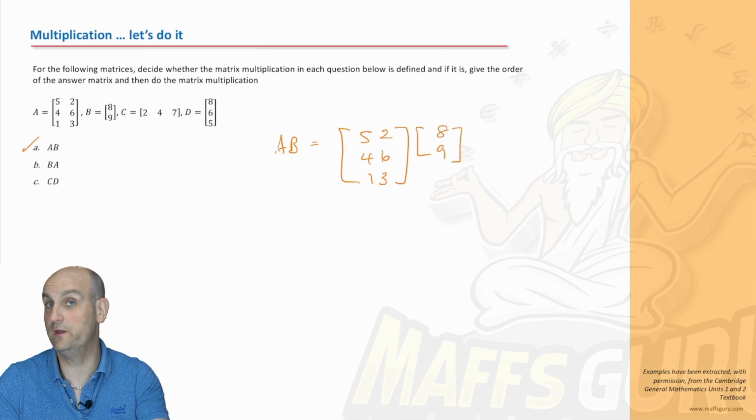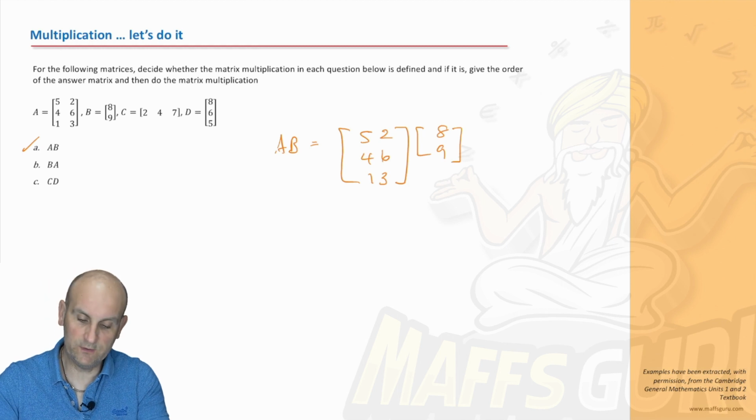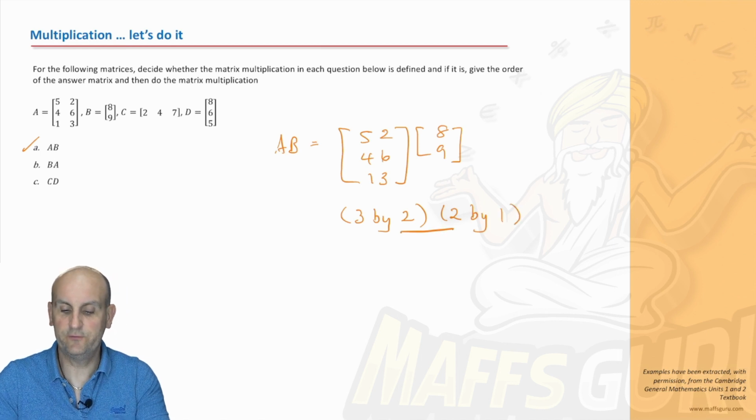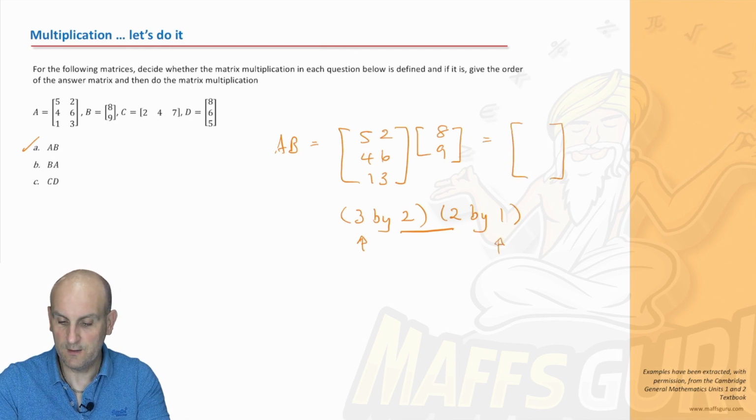Right, so first things first, check the order. Can we do the order? So this is how many rows? 3 by 2, and this is 2 by 1. Are they the same? Yes. So what's my output going to be? It's going to be a 3 by 1. All right, so we're going to get a 3 by 1.